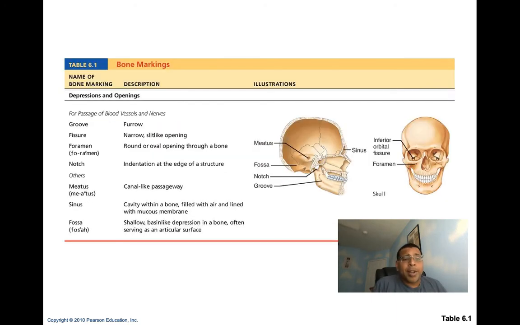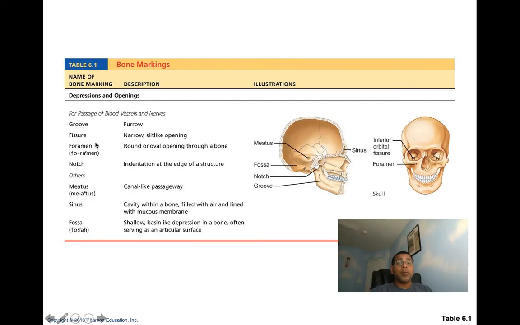Next, let's check out some depressions, and we'll look at some openings as well. Depressions and openings allow for the passage of, especially the openings, nerves and blood vessels. And depressions actually contain certain structures. So first we have fossa. Fossae are shallow basin-like depressions in a bone. Here in the skull, we can appreciate the anterior cranial fossa, middle cranial fossa, and posterior cranial fossa, and they contain different parts of the brain. Whenever you hear anterior cranial fossa, you have to be able to recall all of these terms from this chapter.